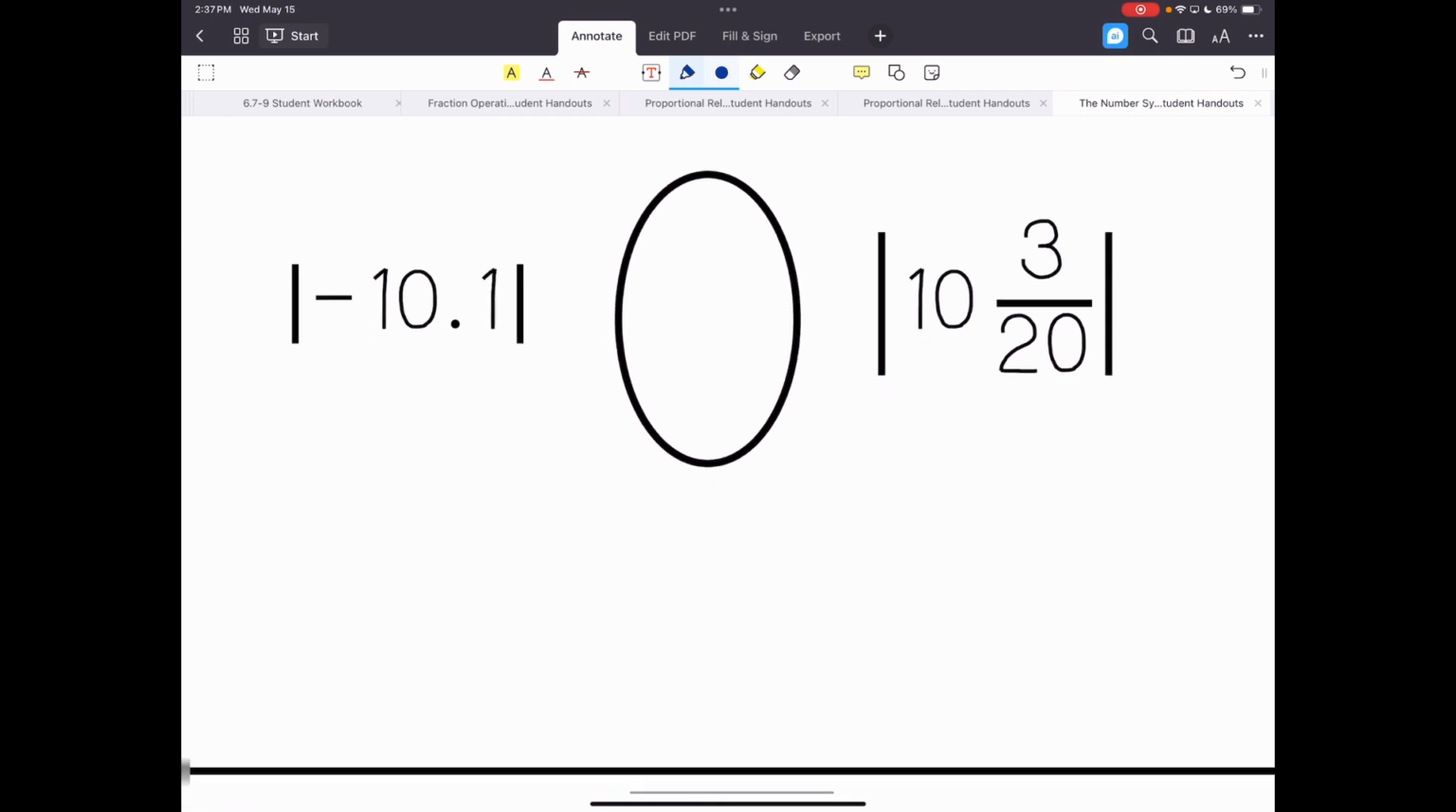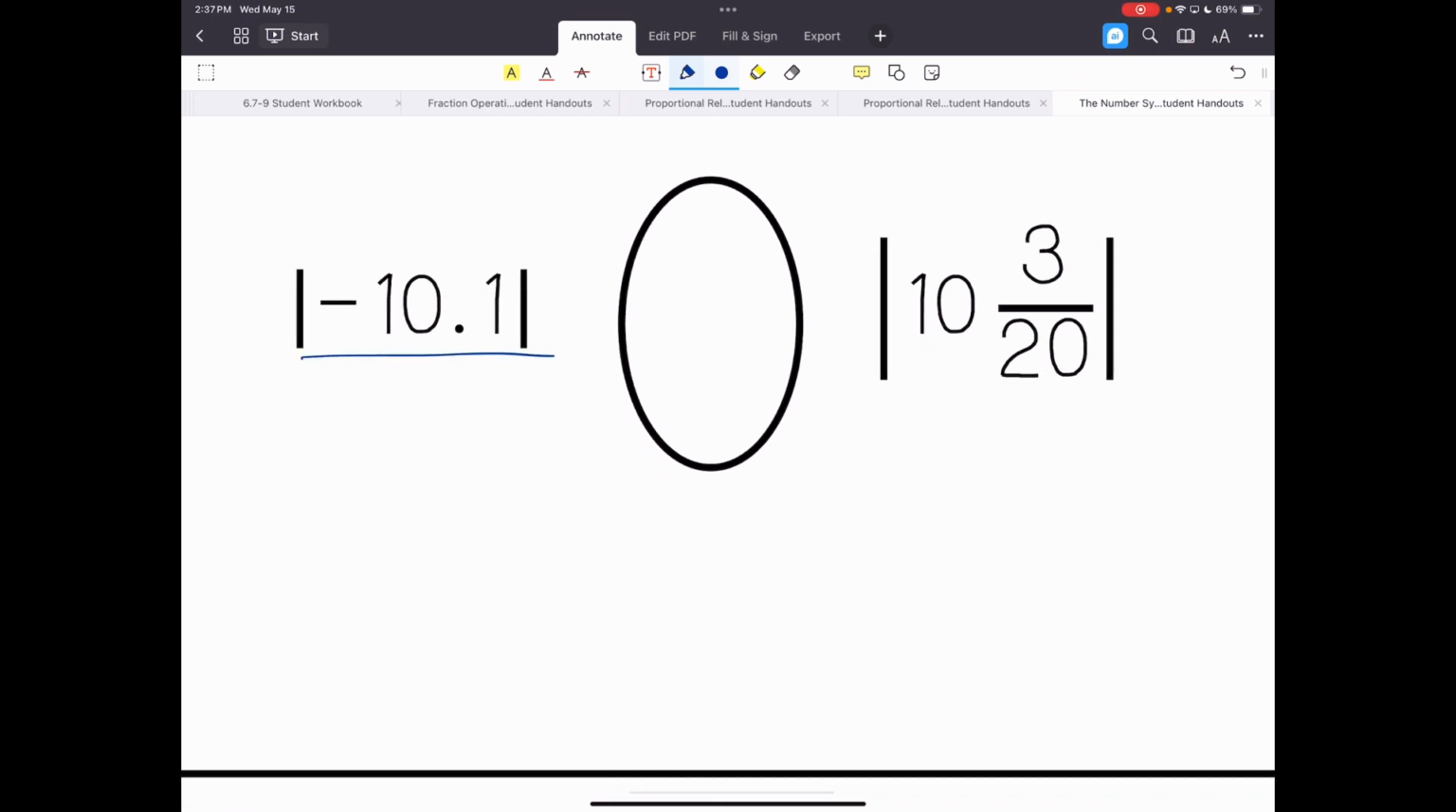Same thing with this one. We want to make sure that we find the absolute value or the distance from 0 for negative 10 1/10, and that's going to be positive 10 1/10. For the next one, 10 3/20, the absolute value is 10 3/20 units away from 0. Now with decimals and fractions, we have to get them into similar terms.